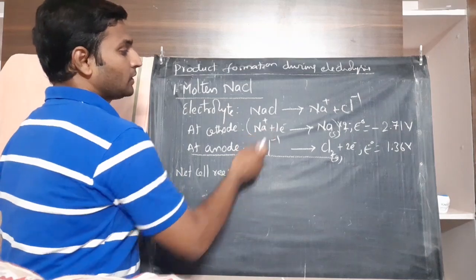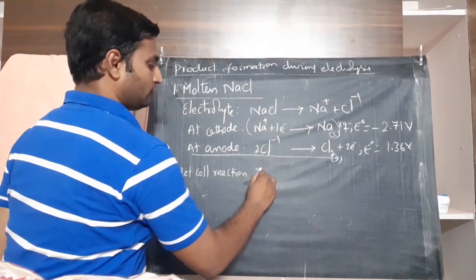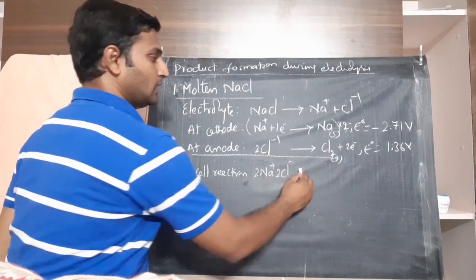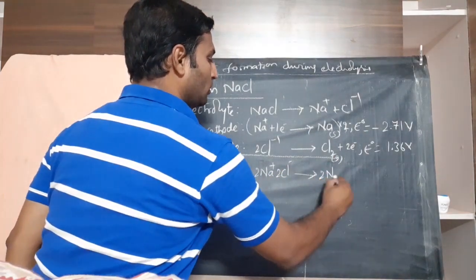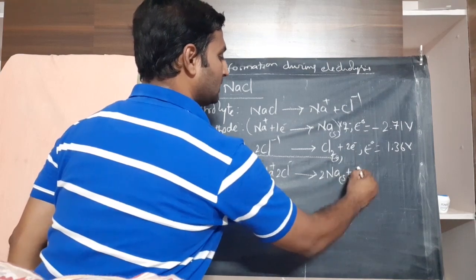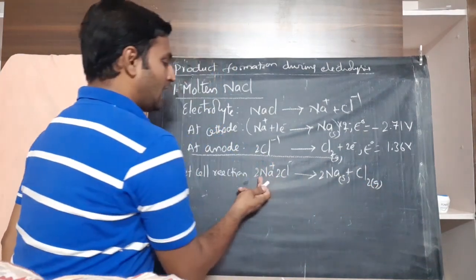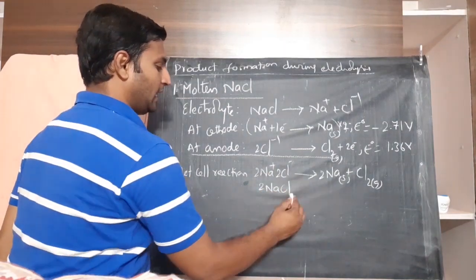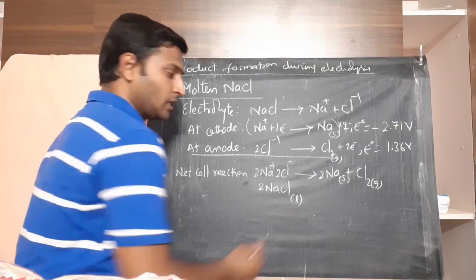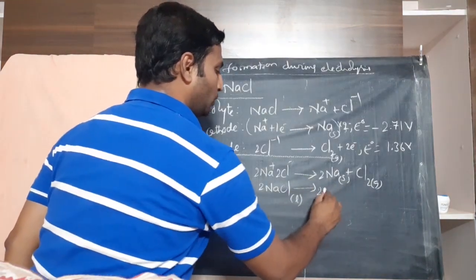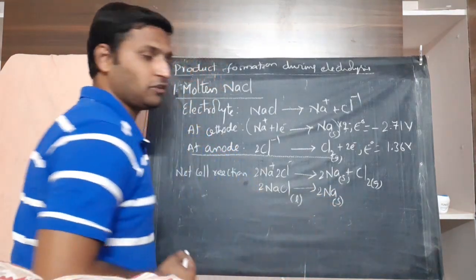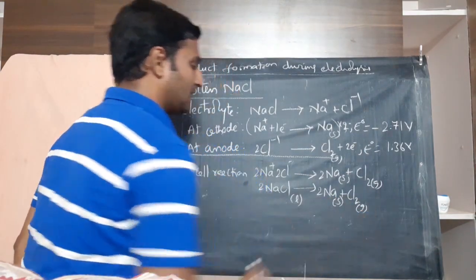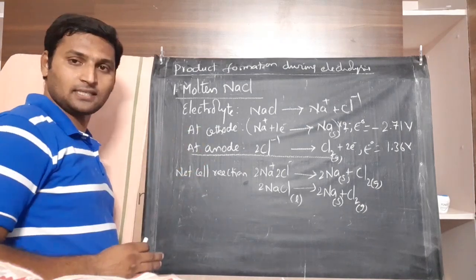Now what happens? 2 moles of sodium cations and 2 moles of chloride anions give rise to 2 moles of solid sodium plus a mole of chlorine gas. Now I can write 2 moles of sodium cations and 2 moles of chloride ions together as 2 NaCl, which was in liquid state. Upon electrolysis it decomposed into 2 moles of grayish white soft metal called sodium plus a mole of pungent smelling gas called chlorine, and you got a balanced reaction.